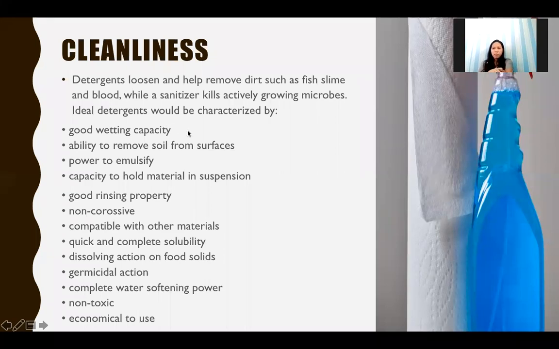So paano mo malalaman na yung detergent na ginagamit mo is nakakatanggal talaga ng dumi? If it has a good wetting capacity, and then second, it has the ability to remove soil from the surfaces, it has the power to emulsify, capacity to hold material in suspension, it has a good rinsing property, non-corrosive, compatible with other materials, quick and complete solubility, dissolving action on food solids, germicidal action, complete water softening power, non-toxic and economical to use. So these are the ideal characteristics of your detergents. So kung meron siya nito, ibig sabihin maganda yung detergent na ginagamit ninyo.